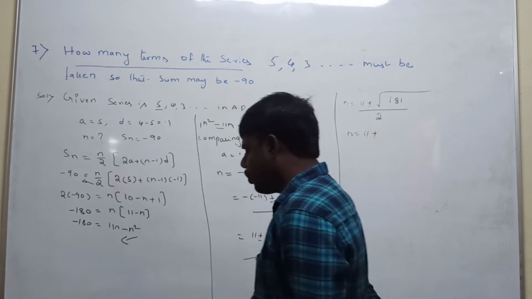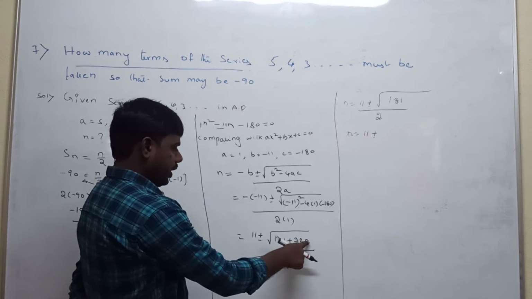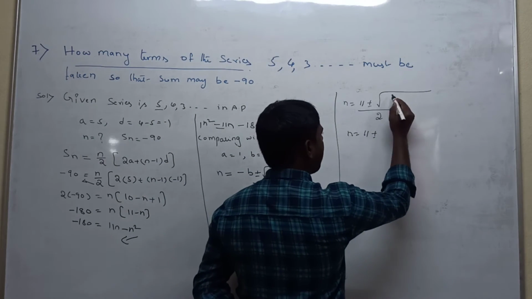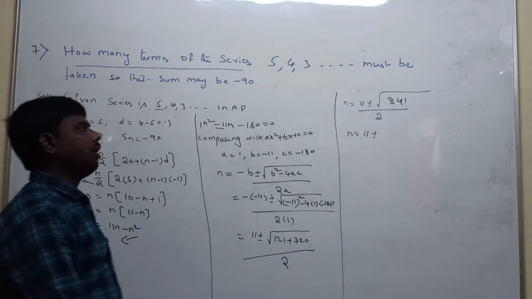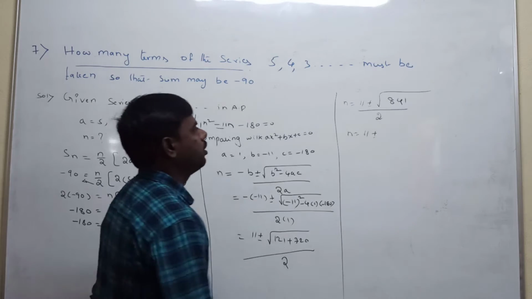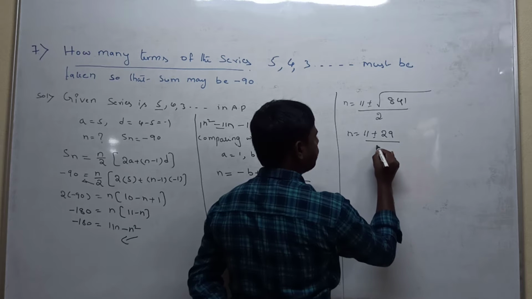What is the value of root 181? What is the value of root 180? Tell me. 720 plus 121 is not 181, sorry, it is 841. So 11 plus or minus root of 121 plus 720 value is root 841. Root 841 value is 29, so 29 by 2.